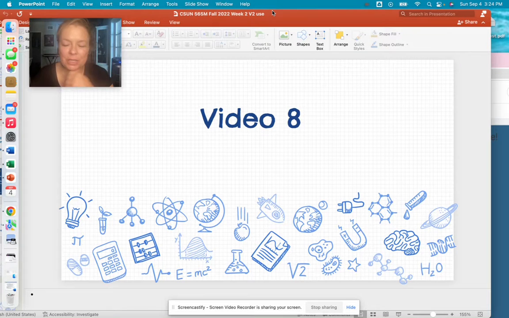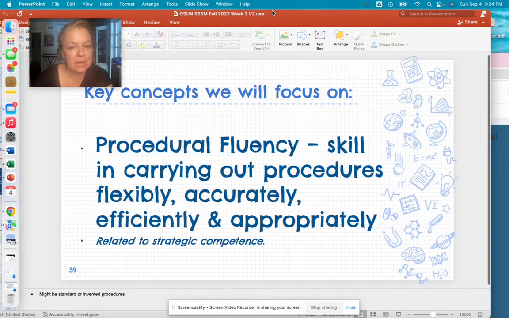Hey, everybody. We're going to talk a little bit more about procedural fluency and mathematical reasoning right now. So let me just dive right in. Procedural fluency means that the student demonstrates skills in carrying out procedures flexibly, accurately, efficiently, and appropriately.